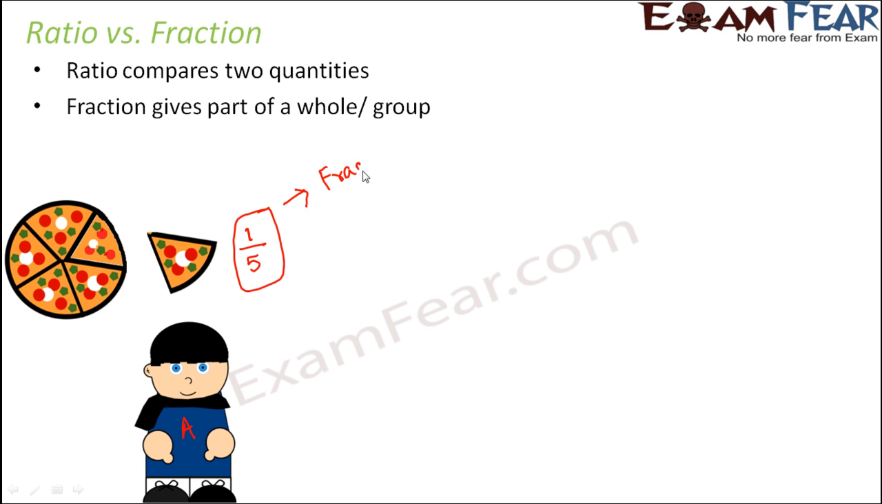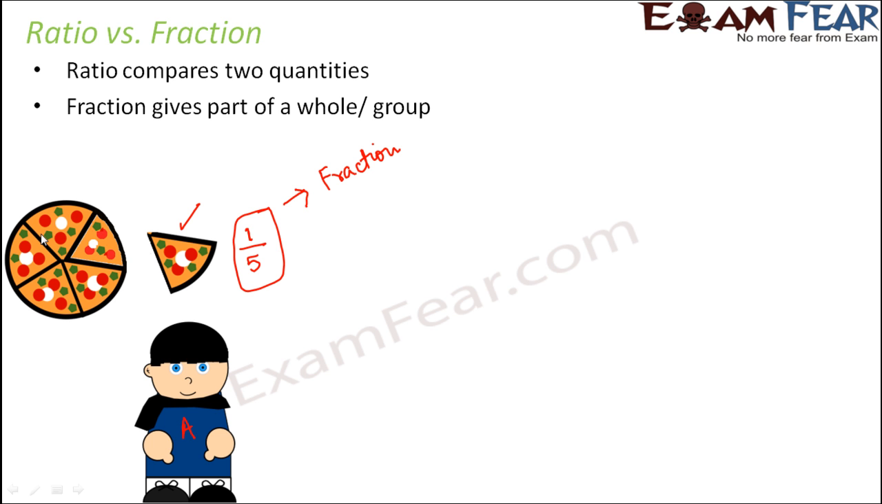Because it is talking about one part of the whole, one part of the whole 5 parts. So it is actually talking about one particular object. So this 1 and 5, both of these together tell us that it is one part of the pizza out of the 5 parts. So in a way, this one slice of pizza is related to these 5 slices of pizza. So these are related things. So fraction tells us part of a whole, how many parts out of the whole. That is what a fraction tells us.